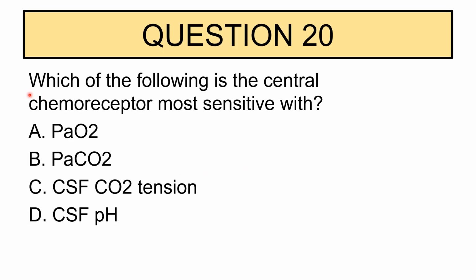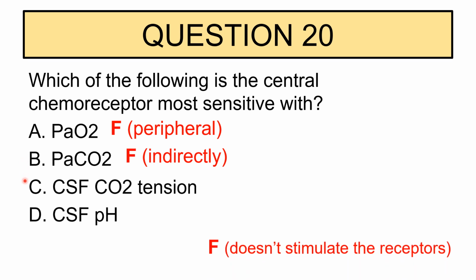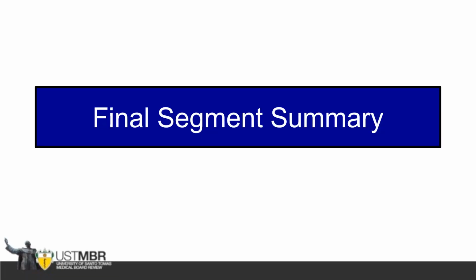Which of the following is the central chemoreceptor most sensitive to? PO2? No, that's the peripheral. PaCO2? Well, not really, it stimulates the central indirectly. The CSF CO2 tension? No. Okay, it is actually the CSF pH. So we go now to the final segment summary.